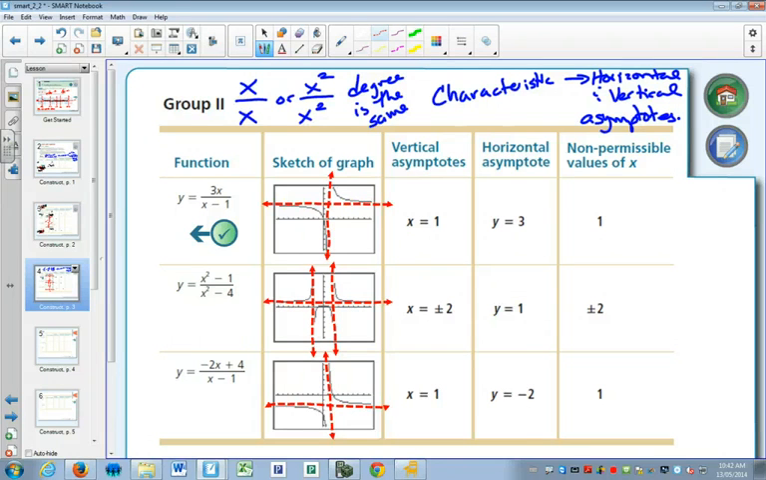Now the vertical asymptotes, those ones are easy because that's always your non-permissible value. X equals 1, x equals plus or minus 2. Notice in this second one that you could factor the top and the bottom, but nothing cancels out. Because if something canceled out, you would have a hole in your graph. And the third one, even though you can factor it, it doesn't cancel out. So there's nothing you can do for holes in that one. And every time after you factored it, if it doesn't cancel out, whatever's on the bottom will become vertical asymptotes.